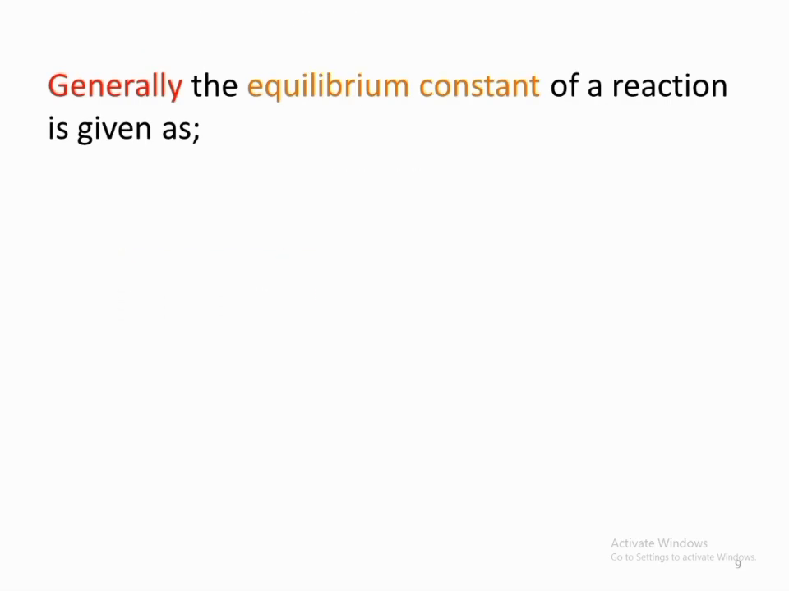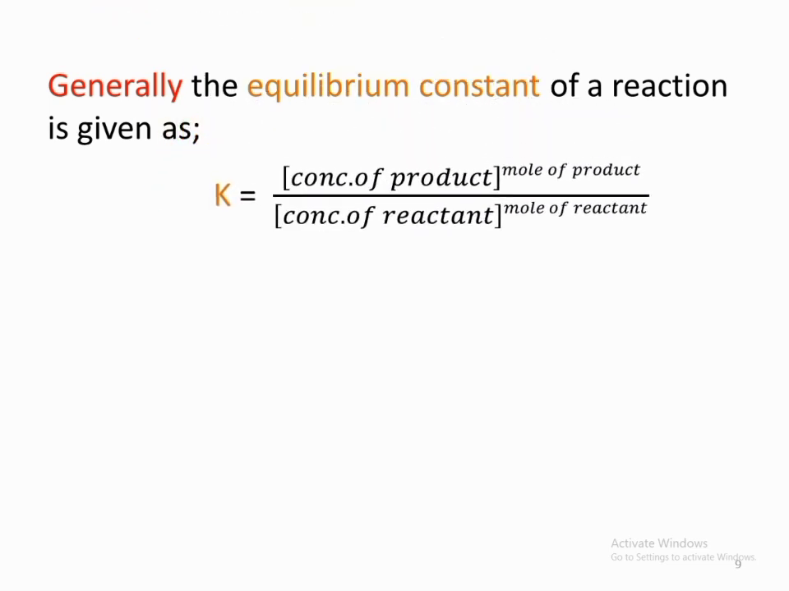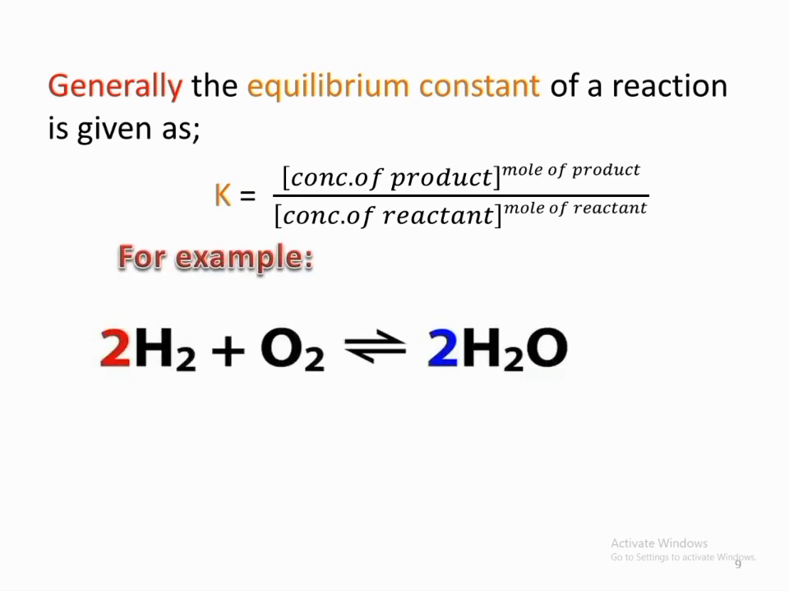Now generally, we can see that the equilibrium constant of a reaction is given as K, which is the concentration of products raised to the power of the moles of product, divided by the concentration of reactants raised to the power of the moles of reactant. For example, write an equilibrium expression for hydrogen reacting with oxygen to form 2 moles of water. That's 2 moles of hydrogen reacting with a mole of oxygen molecule to form 2 moles of water molecule.